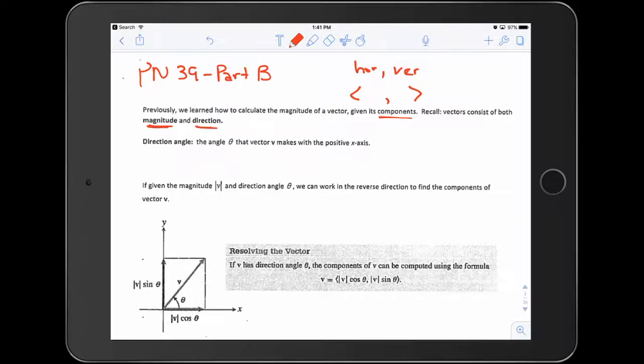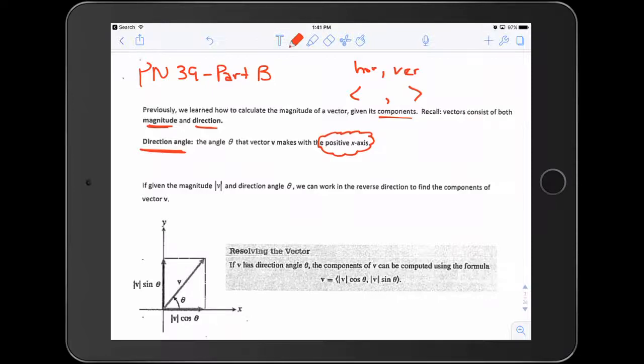We focused on magnitude. We used the Pythagorean theorem or the distance formula to find that magnitude. Now we're going to focus on that direction. We call that direction a direction angle, and for the angle we use the Greek letter theta, so the angle theta that vector v makes with the positive x-axis. This is so important right here.